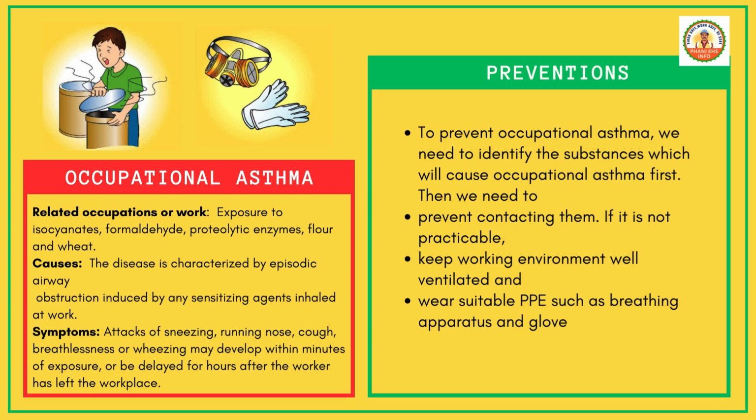Occupational asthma. Related occupations or work: exposure to isocyanates, formaldehyde, proteolytic enzymes, flour and wheat. Causes: the disease is characterized by episodic airway obstruction induced by any sensitizing agents inhaled at work. Symptoms: attacks of sneezing, runny nose, cough, breathlessness or wheezing may develop within minutes of exposure, or be delayed for hours after the worker has left the workplace.